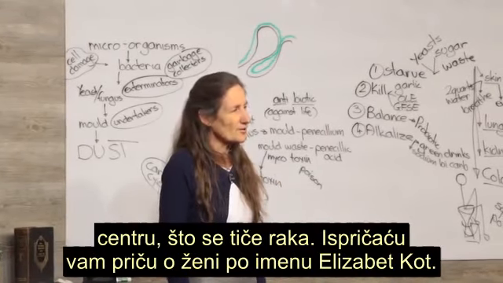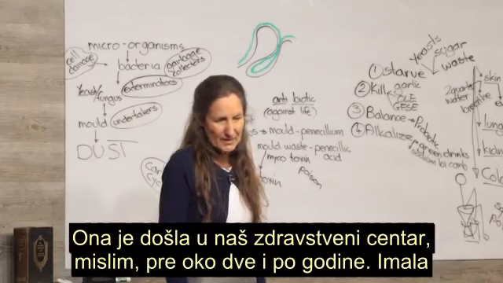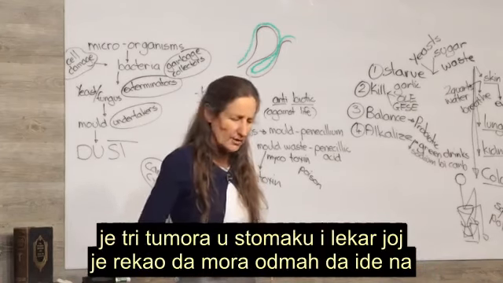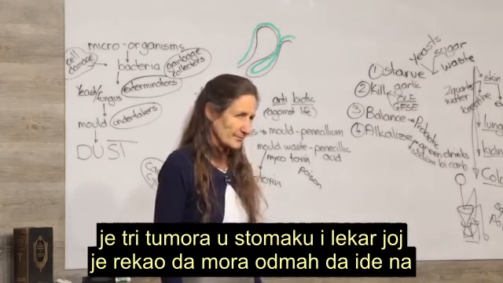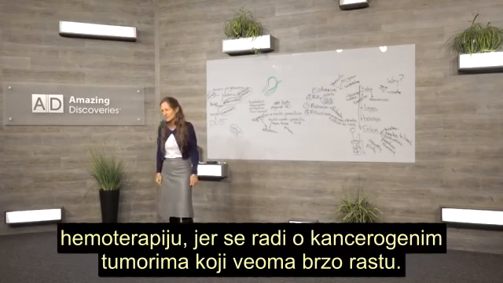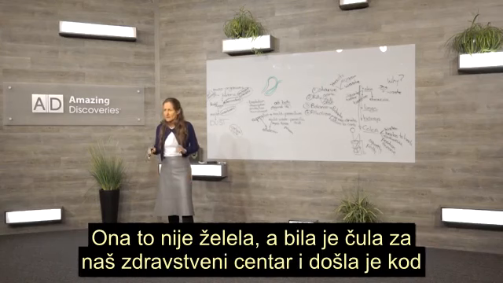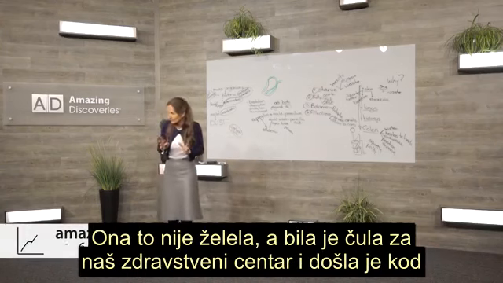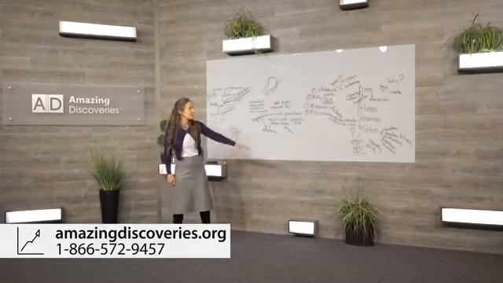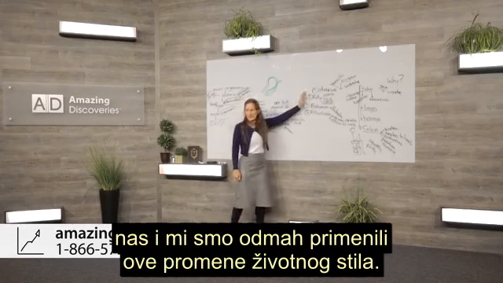And I'll give you the story of a lady named Elizabeth Cott. She came to our health retreat, I think it's 2.5 years ago now, and she had 3 tumours in her abdomen. And the doctor said to her, "You must have chemotherapy immediately. These are very fast-growing cancers." She didn't want to do that, and she had heard of our health retreat, so she came to our health retreat. And we immediately implemented these lifestyle changes.